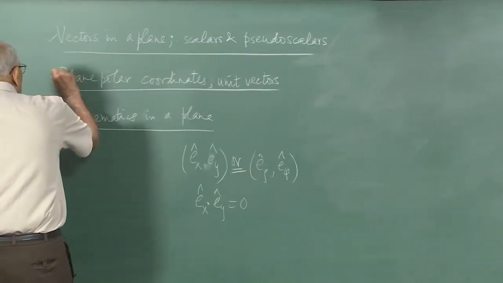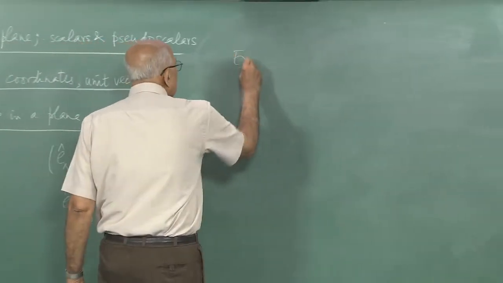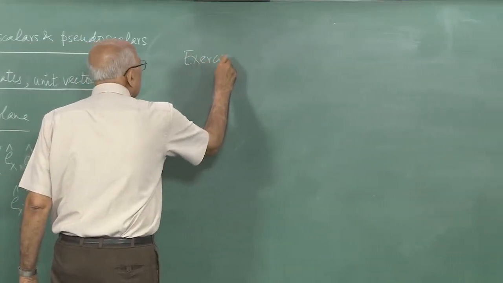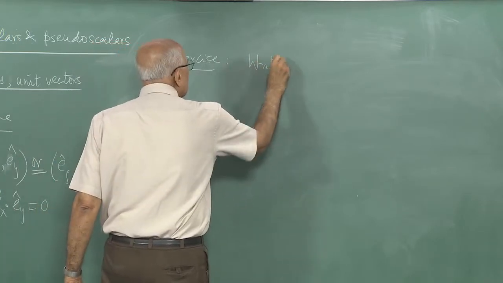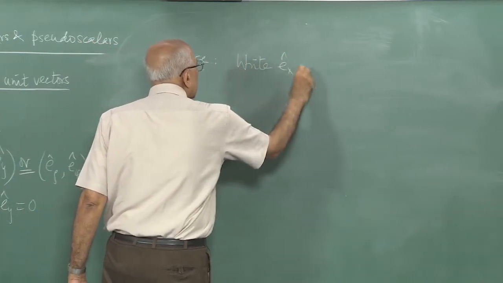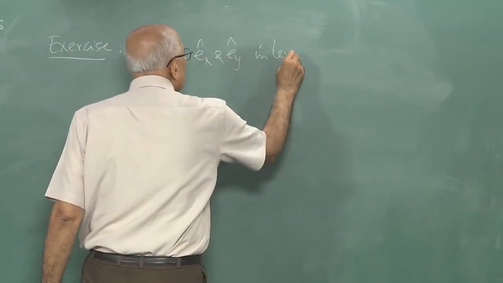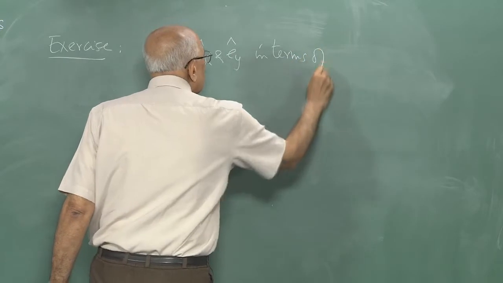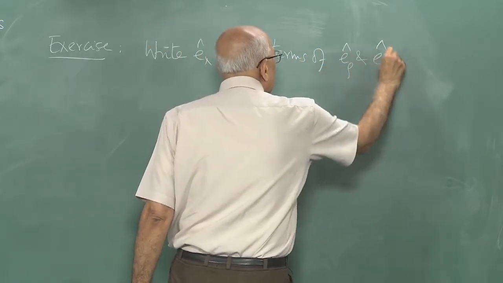So we have unit vectors. Oh, by the way, a small exercise. Write Ex and Ey in terms of E rho and E phi.